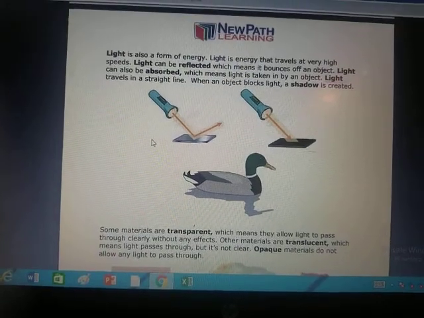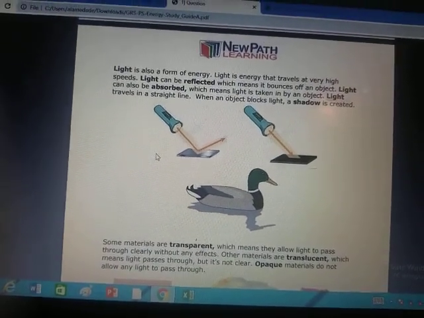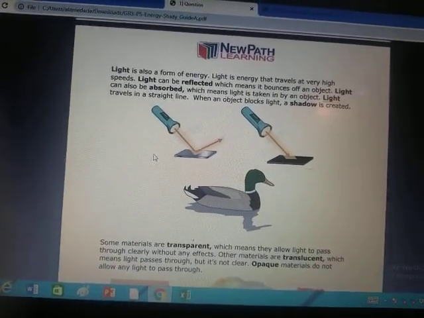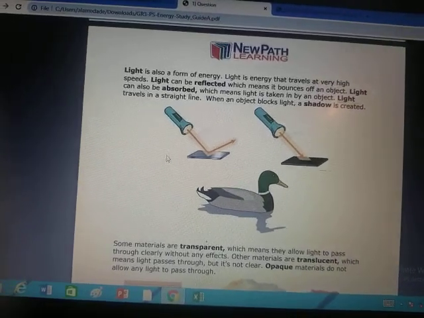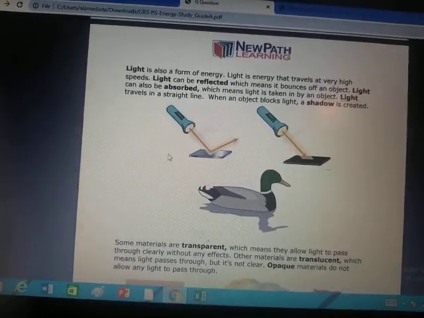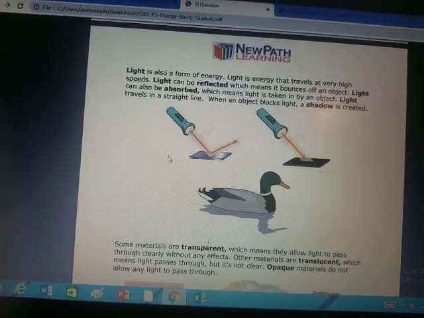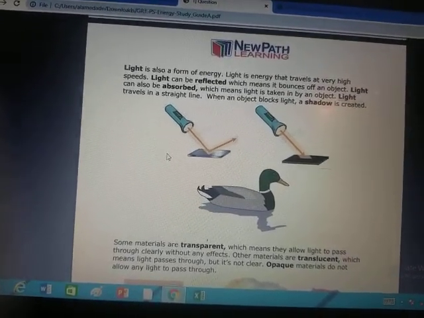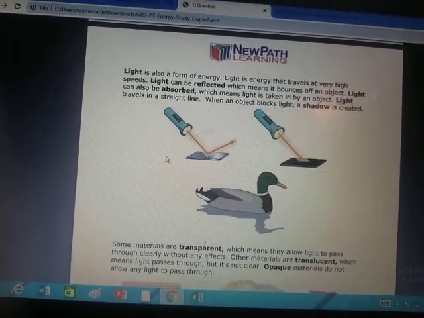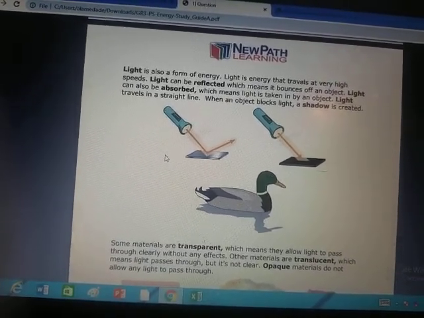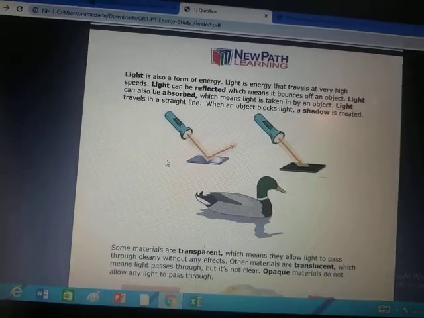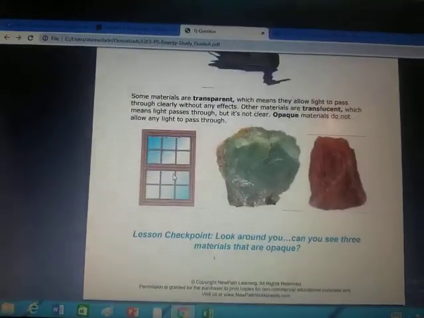We're going to learn about light energy now. Light is also a form of energy. Light is energy that travels at a very high speed. Light can be reflected, which means it bounces off an object. Light can also be absorbed, which means light is taken in by an object. Light travels in a straight line. When an object blocks it, a shadow is created.